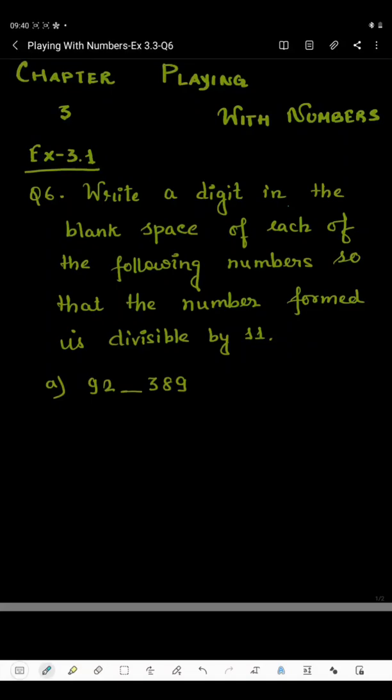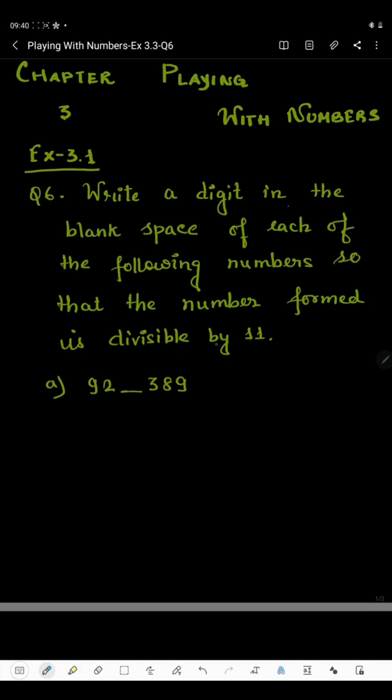Hello students, now I am going to start question number 6 of exercise 3.1. In this question we have to write a digit in the blank space of each of the following numbers so that the number formed is divisible by 11. That means here we have 9, 2, then we have a blank, then 3, 8, 9.